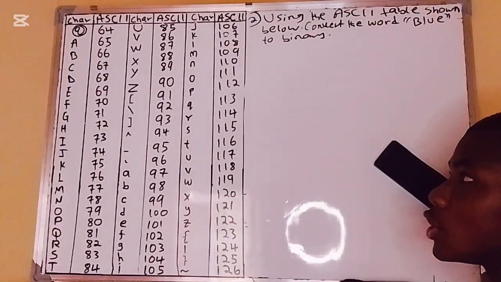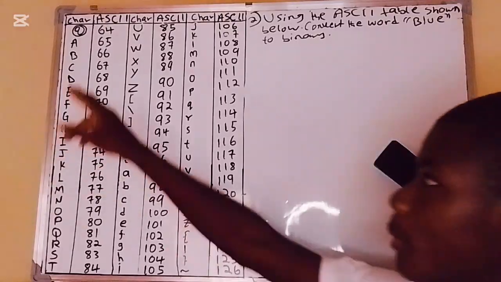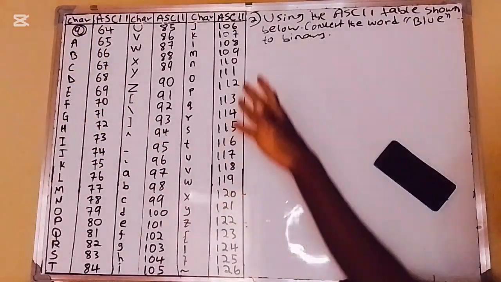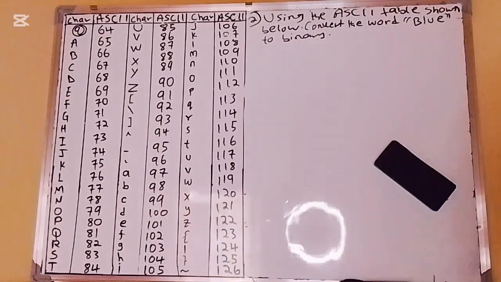As you can see from the table shown below, we have the characters and their ASCII codes, from capital letters and small letters to the brackets, hyphen and the rest. So all we have is the value. The question is: using the ASCII table shown below, convert the word below to binary.